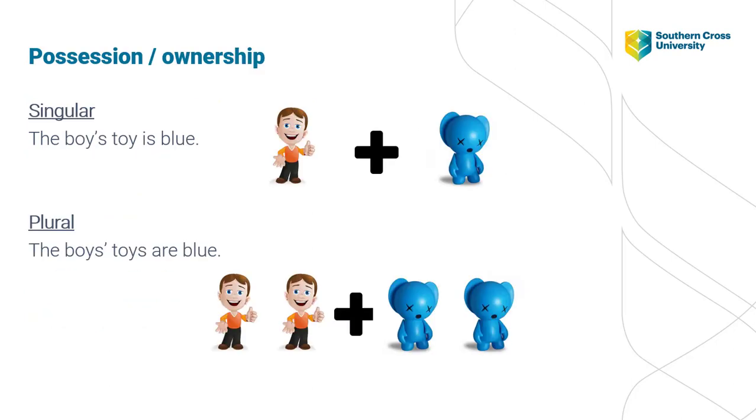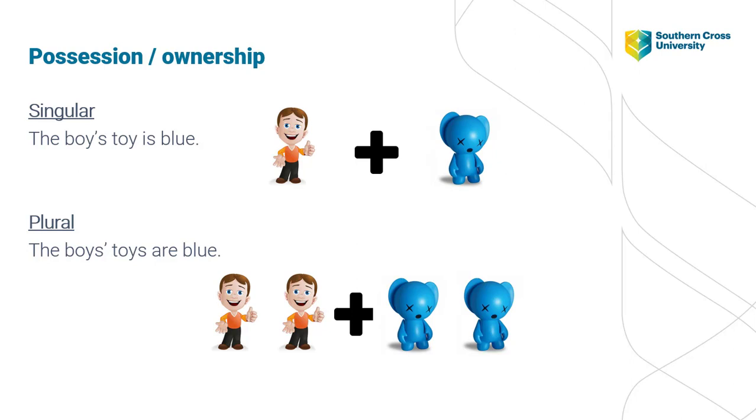How apostrophes are used in academic writing, however, is when they relate to possession or ownership of something. And there are separate rules according to whether it is a singular or plural subject. So firstly, if we look at the first rule, when we're dealing with a singular, one boy with one toy, the apostrophe appears before the S. So the boy's toy is blue. It belongs to the boy.